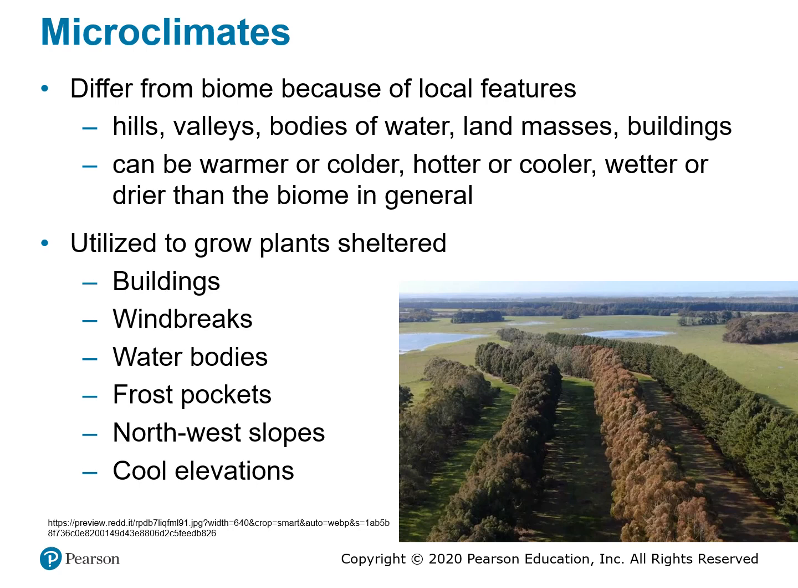Something else we could do is to exploit microclimates more. So within biomes, there are microclimates. Now these differ from the biome because of local features, such as hills, valleys, bodies of water, land masses, or buildings. They can be warmer or colder, hotter or cooler, wetter or drier than the biome in general. They can be utilized to grow plants that may not do well in the prevailing biome conditions.